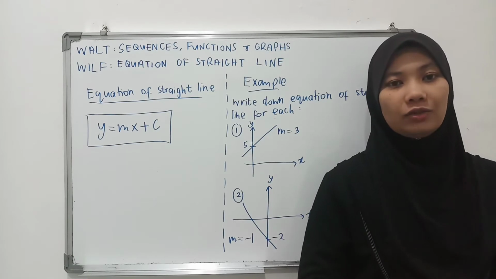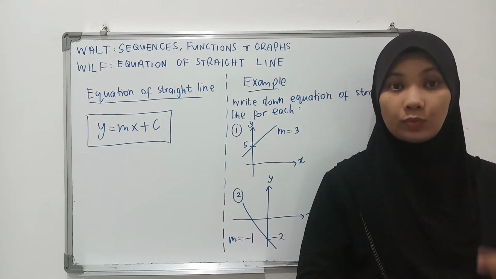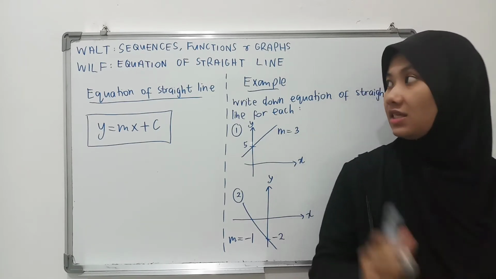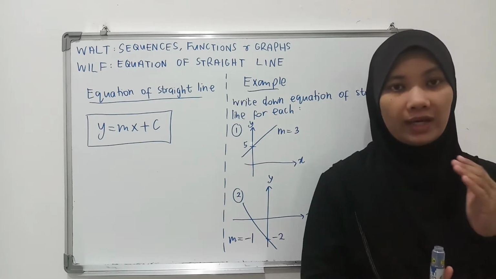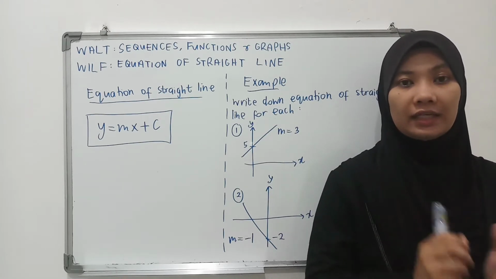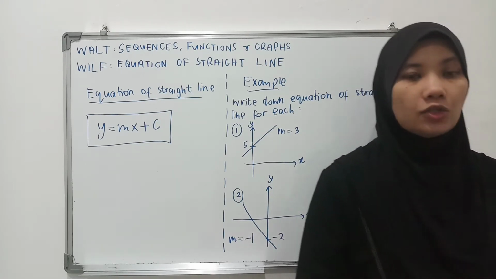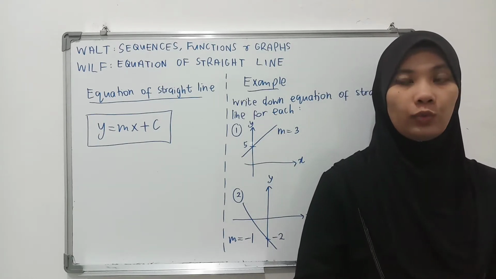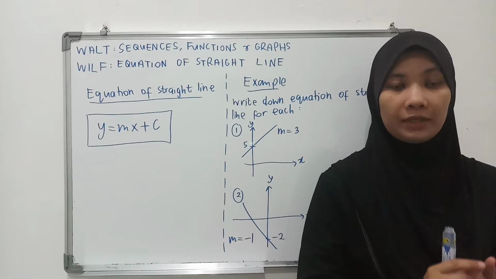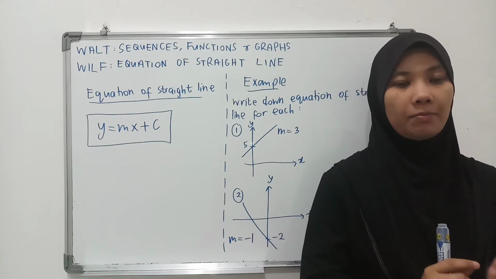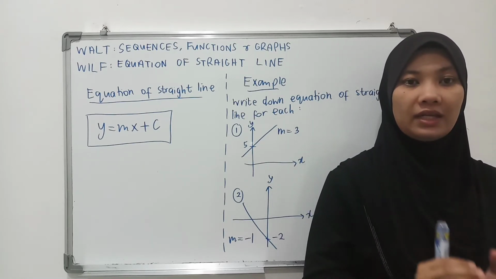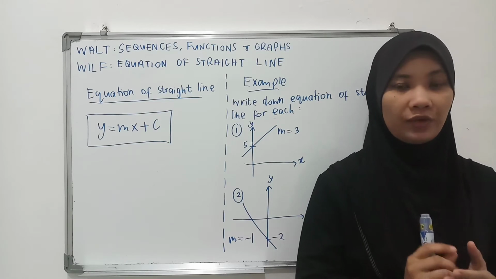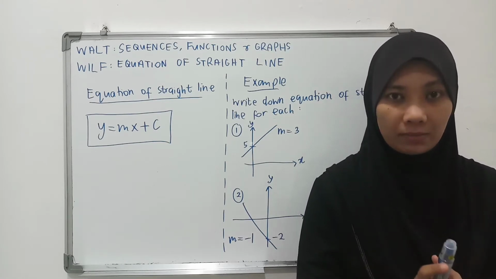So we continue with this week's lesson. We are still in the same chapter, which is sequences, functions and graph. We are done with the sequences part. Now it's function. Okay, so I recap. In the previous lesson, we learned how to calculate gradient. The notation for gradient is m. M equals y1 minus y2 over x1 minus x2. Please try to remember the formula.